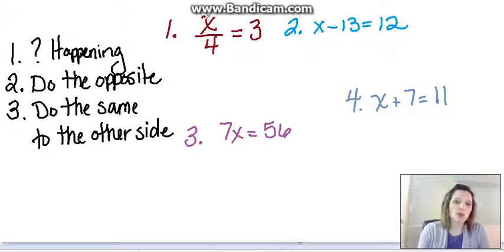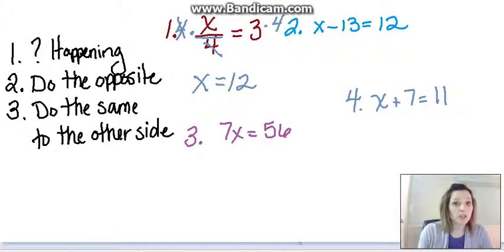Our 3 steps. What is happening? Looking at number 1, what's happening to my variable? I look only at the side of the equal sign that has the variable, and I say it's being divided by something. So I need to do the opposite, and I need to multiply to get rid of that 4. I will be left with x here. So I did the opposite, and now I need to do the same thing to the other side. So I multiply by 4. 3 times 4 is 12.